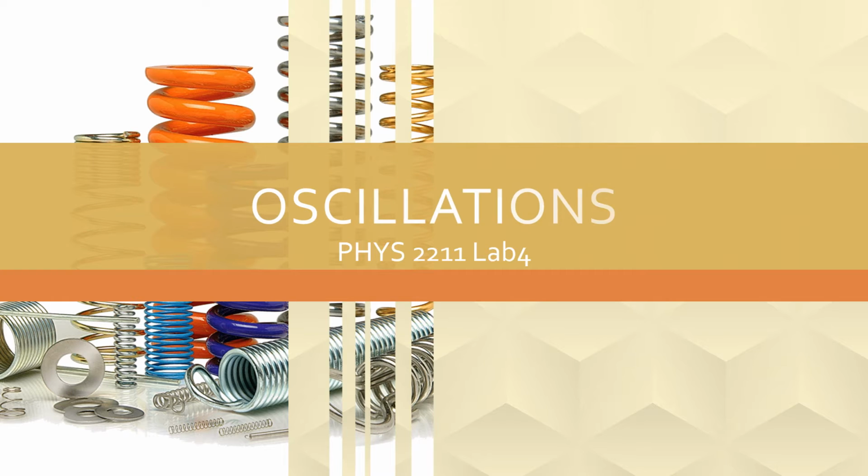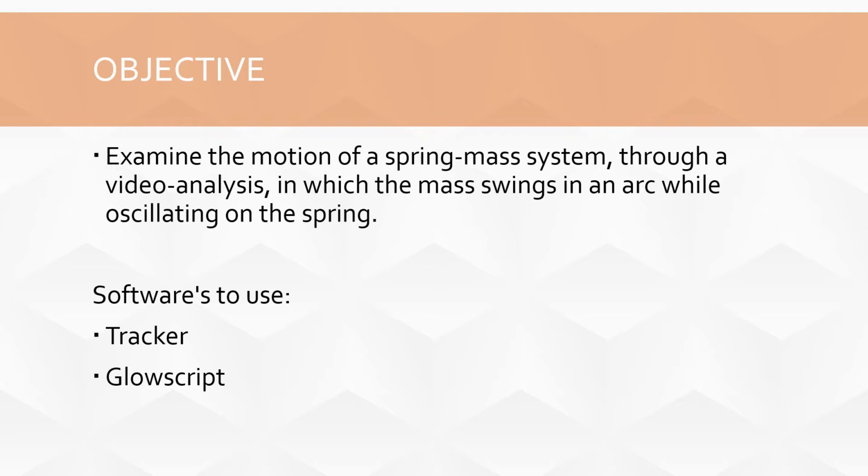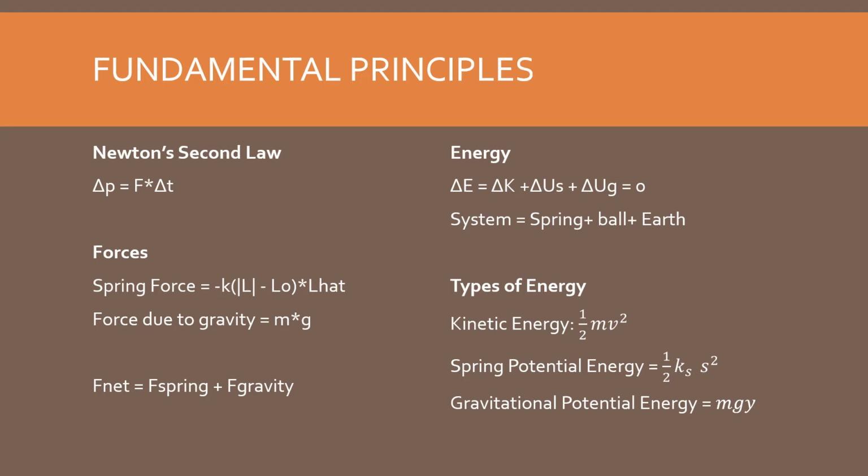Hello, today we're going to go through the results obtained for Physics 2211 Lab 4 on oscillations. To start off, the objective of this experiment is to examine the motion of a spring mass system through a video analysis in which the mass swings in an arc while oscillating on the spring. The software used to analyze this video were Tracker and GlowScript to create our computational model.